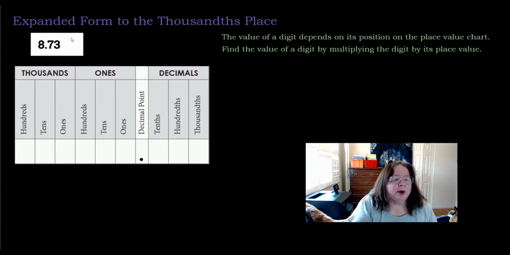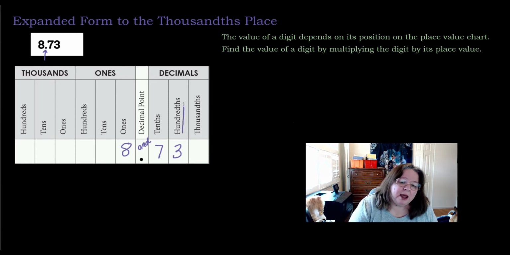Okay, so we are going to write this number in our place value chart. Always look to see where that decimal point is, because that is going to match right here. We've got a number to the left of it, 8, and then we have 73 to the right. We would read this as 8 and 73 hundredths. So let's look at the first digit, the 8.